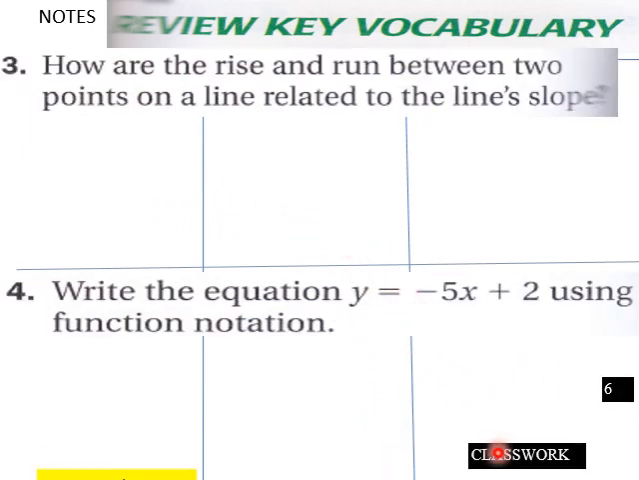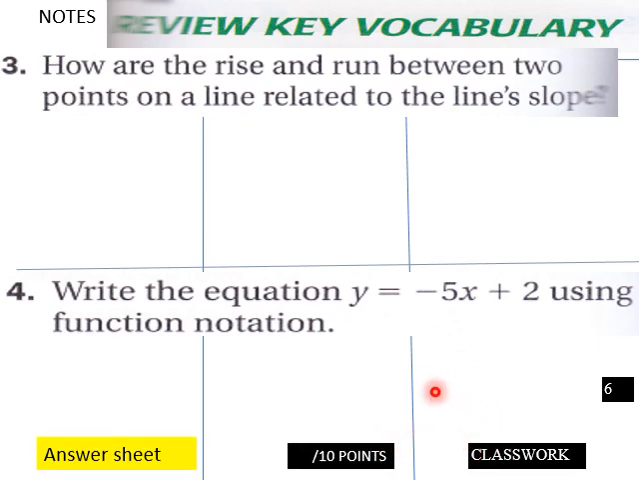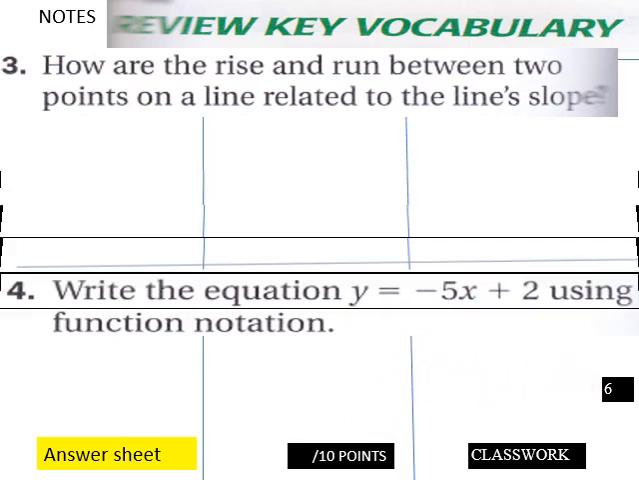Page 6 in your classwork sheet, 10 points. Number 3, how are the rise and run between 2 points on a line related to the line's slope? That's a good question, and I want you to respond with a full sentence or sentences for that. And then number 4, write the equation y equals negative 5x plus 2 using function notation. You get 10 points for page 6.